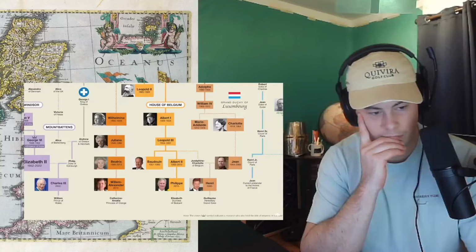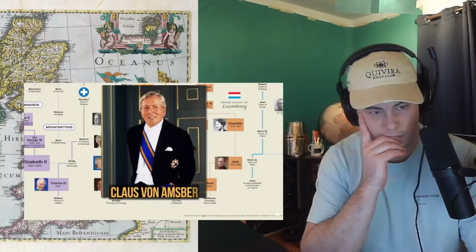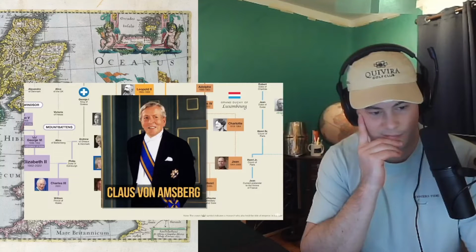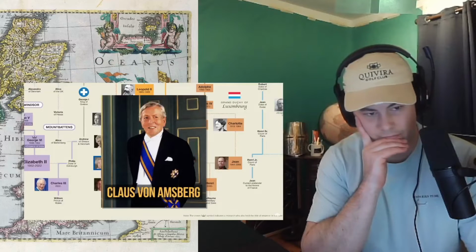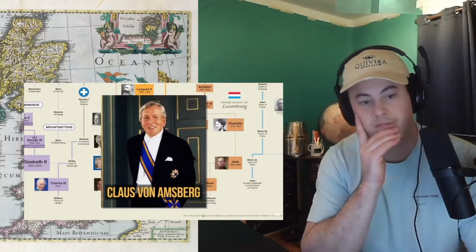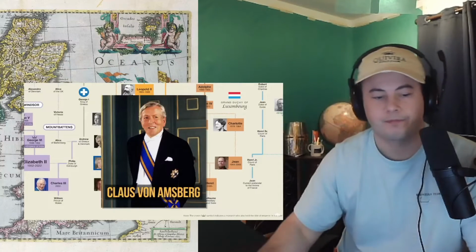Juliana had 4 daughters and no sons, and thus in 1980, her eldest daughter Beatrix became queen. Beatrix was married to a man named Klaus von Amsberg, who, like the previous prince consort, had some embarrassing connections to the Nazis, having been a member of the Hitler Youth and having served on the German side during the war.